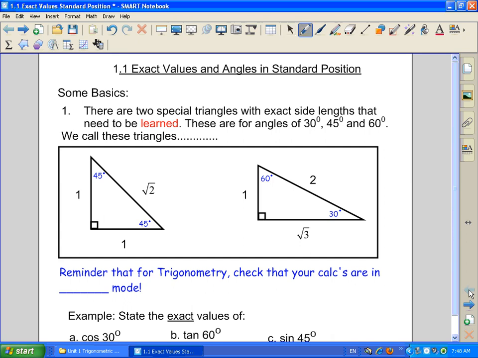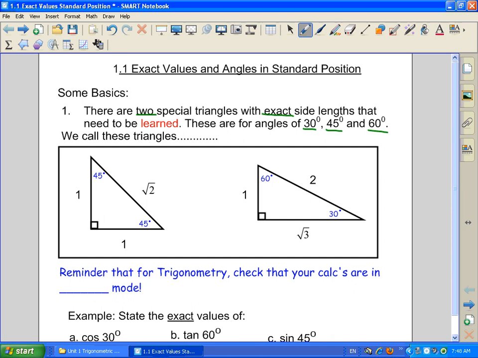So again, wherever you see something that's boxed or starred or underlined, those are key points that I want you to remember from the lesson. So let's go back to some basics here. There are two specific special triangles that have exact side lengths that need to be learned. This is probably new for you. These are called special trig triangles. And the angles for these range either 30 degrees, 45 degrees, or 60 degrees.